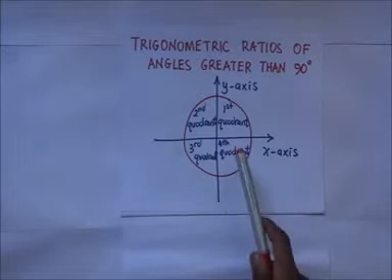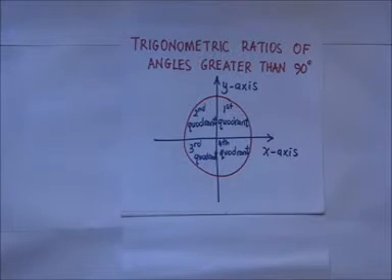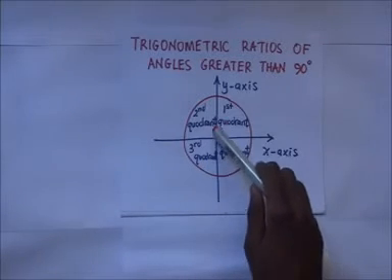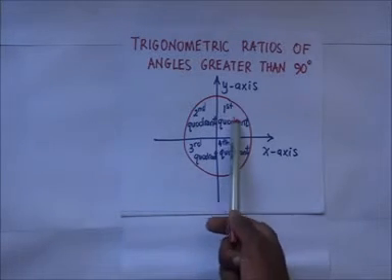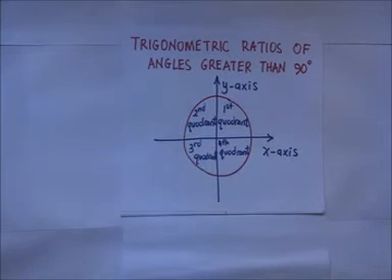Now, by quadrant, this is what I mean. We draw what we call a unit circle. The unit circle is just a circle with a radius of 1 unit. The radius of this circle here is 1 unit. So if you divide this circle into 4 equal parts, each of the 4 parts is called a quadrant. So we have this being our first quadrant, second quadrant, third quadrant, and then fourth quadrant.